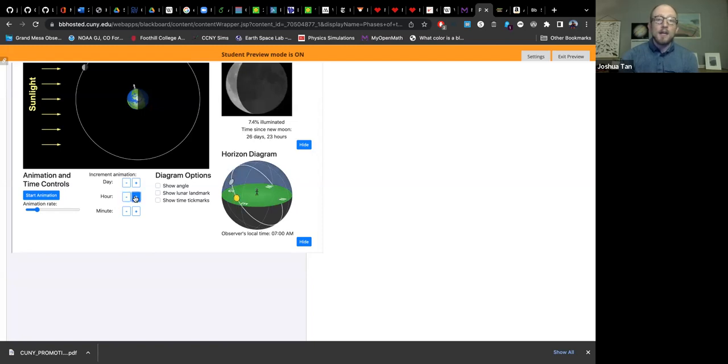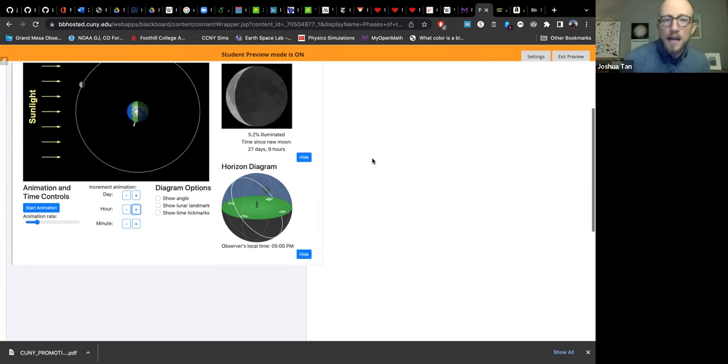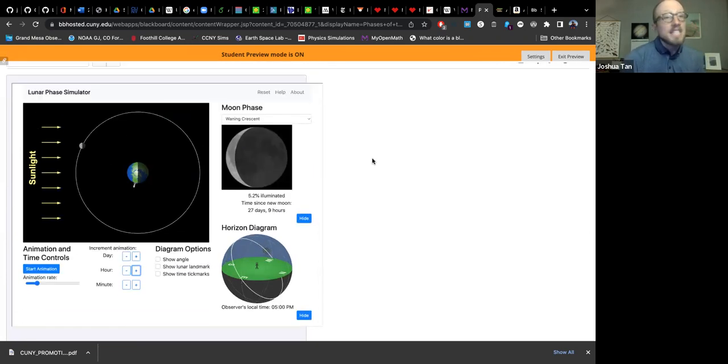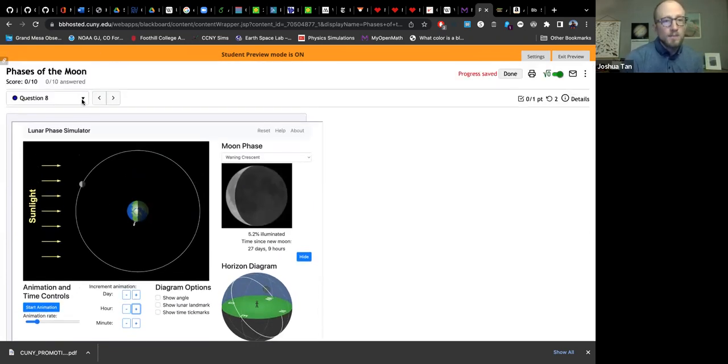And then I can increment and see how long the moon is up while the sun is in the sky, right? Well, all of a sudden now the moon is setting. So if I increment one more hour, now the moon is no longer in the sky, even though the sun is. So I should be able to figure out how many hours the moon was in the sky at the same time as the sun was in the sky.